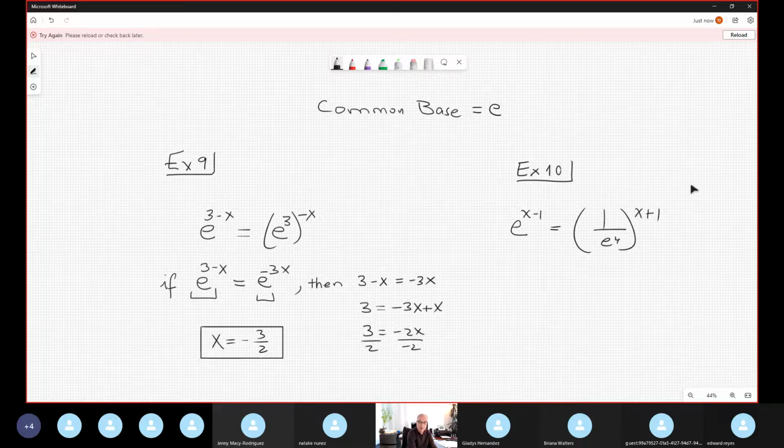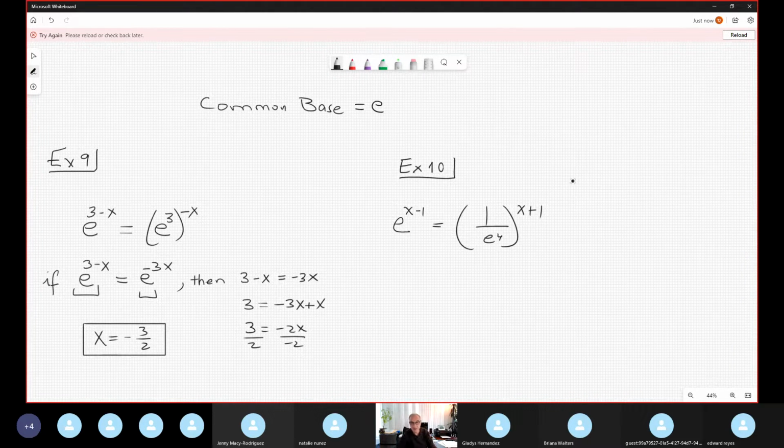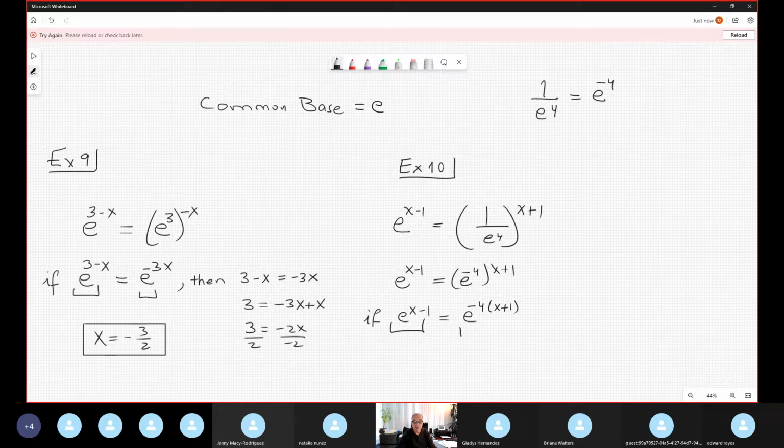And number 10, similar, but the only thing I see is a reciprocal here, but I fix the reciprocal. How? Using a negative exponent. So this is equivalent to 1 over e to the 4th power. In my mind, it is equivalent to say e to the minus 4 exponent. So e to the minus 4 raised to the x plus 1. Okay, one more time, you apply the rule of the exponent, multiplication, e to the minus 4 times x plus 1. Okay, again, if we have two exponentials and the base is the same, then the exponent is the same.